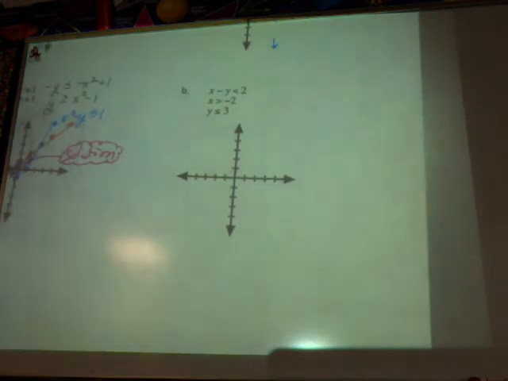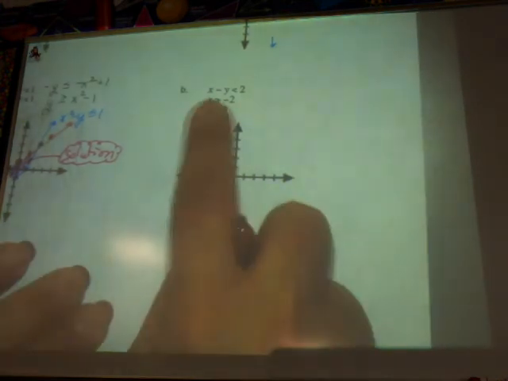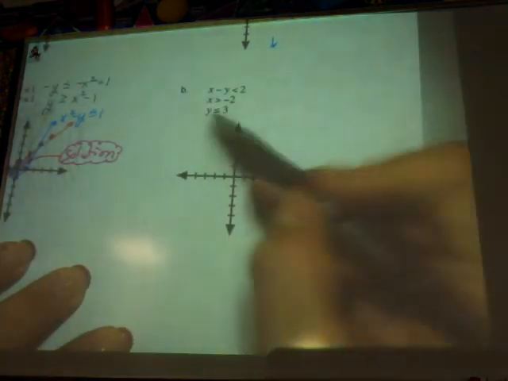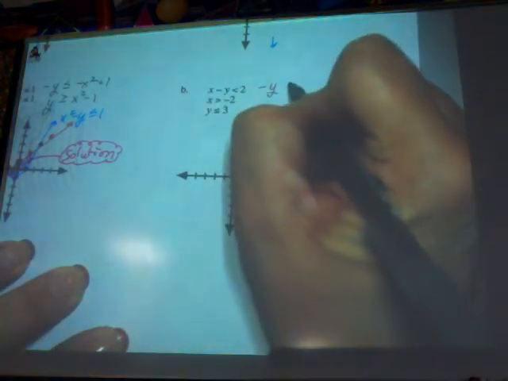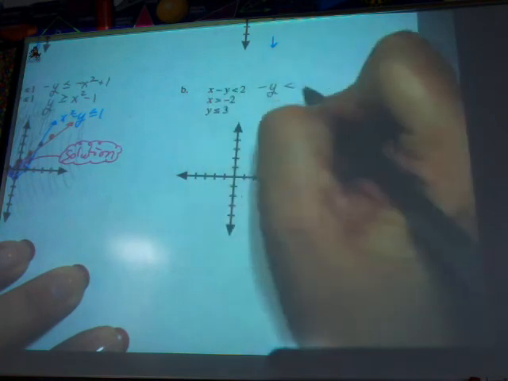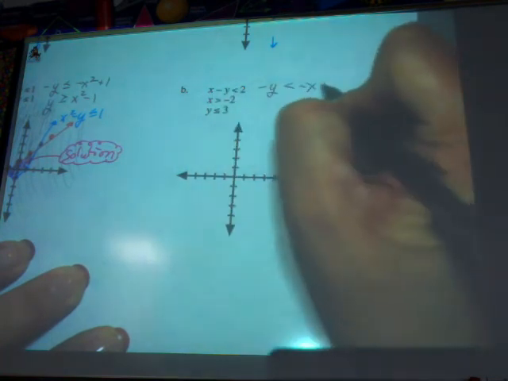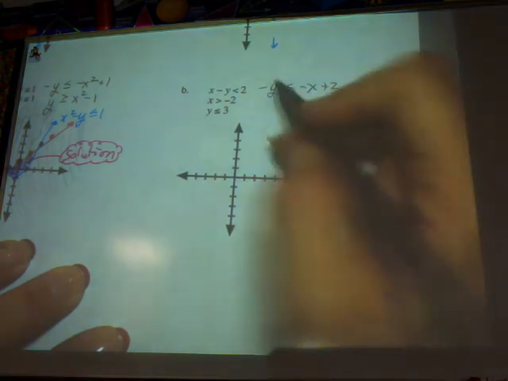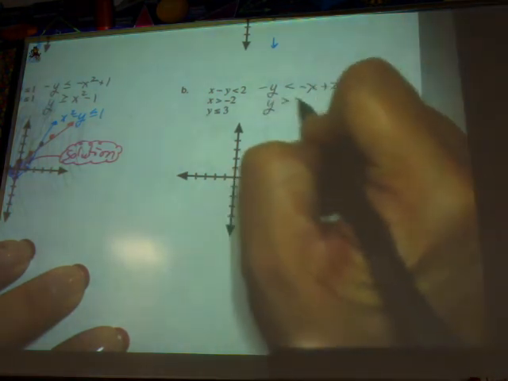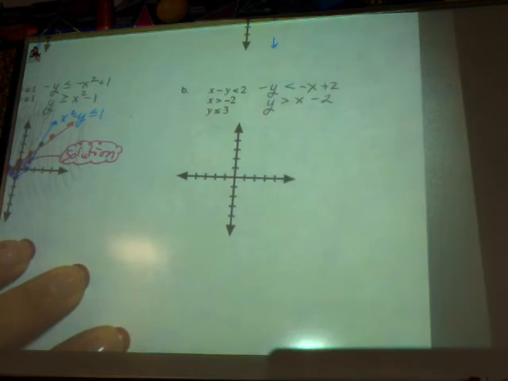All right, so this time we have 3 inequalities, right? If you've got 2 variables, you want to solve this for y. So I'm going to subtract x. Negative y is less than, subtracting your x, you get negative x plus 2. I have to multiply everything by a negative 1. The sign flips. Y is greater than x minus 2. So my y-intercept is negative 2.